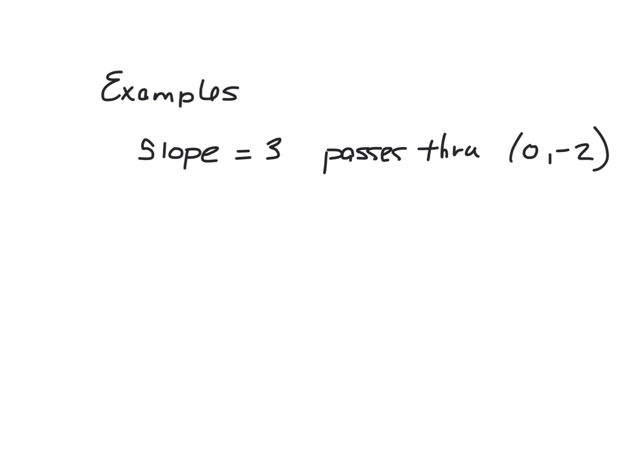So for examples, if I'm going to write an equation of a line that has a slope of 3 and passes through the point (0, -2), we have to think about what you're given. Right now you're given a point and a slope. So the most logical form to use would be point-slope form, which is y minus y sub 1 equals m times x minus x sub 1.